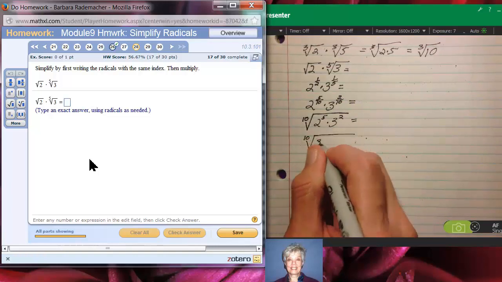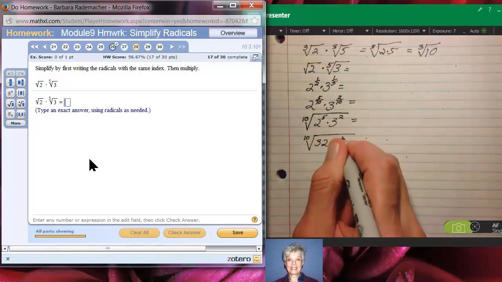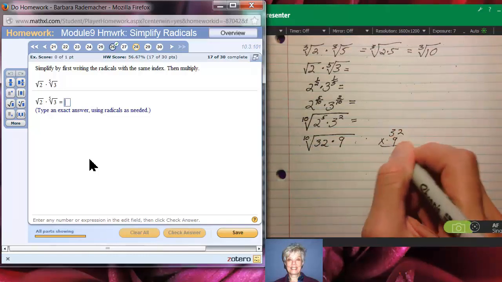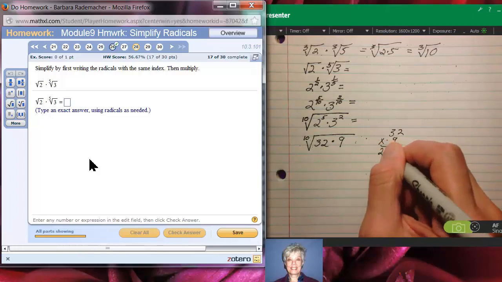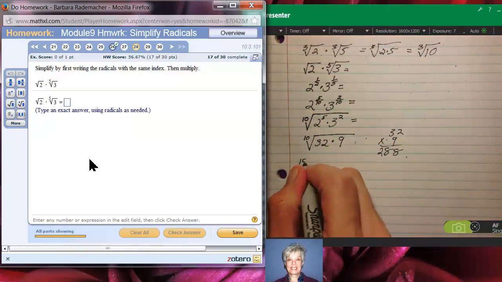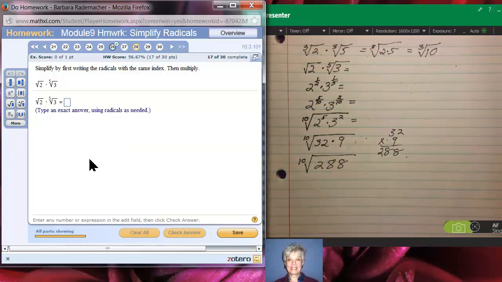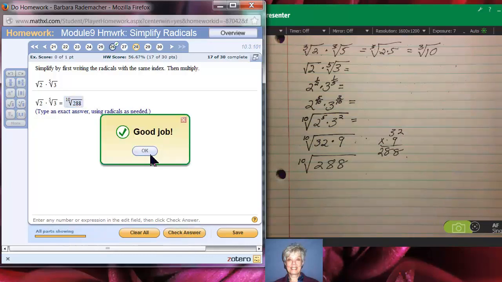2 to the 5th is 32, and 3 squared is 9, and I really don't know what 32 times 9 is. 18, 27, 28 looks to me like the 10th root of 288. Let's see if I'm right. I'm going to choose that tool. I'll put a 10 here, and then I'm going to put 288. Let's see if I'm right. Very good.